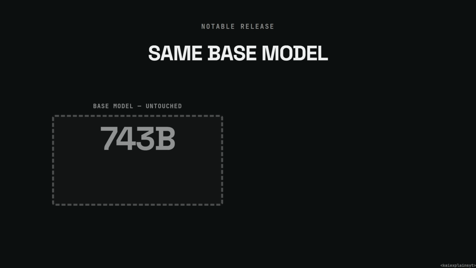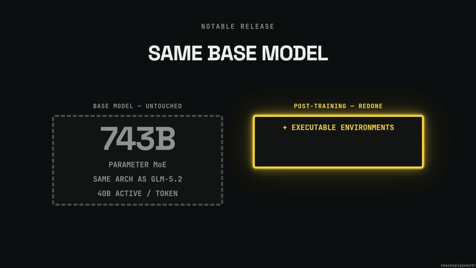It's the same 743 billion parameter MoE architecture as GLM 5.2, only 40 billion active per token. What changed is the post-training. More executable environments, broader long horizon tasks, and a lot more reinforcement learning compute. And the jump is real.